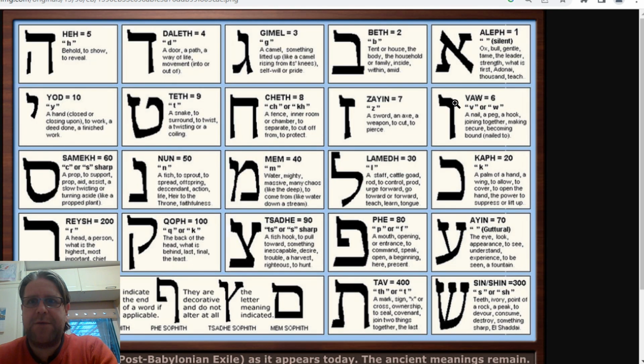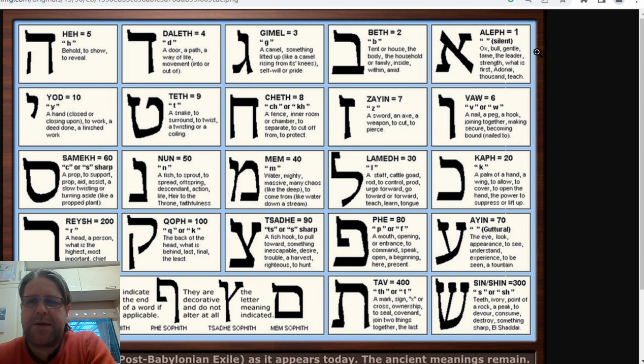We'll go to the Hebrew alphabet. This is the aleph. It's the first letter in the alphabet. Bet is the second letter in the alphabet, and nun is the 50th letter in the alphabet. 50, the Jubilee. Aleph, the first letter, is a representation of strength. It's a representation of Adonai. Aleph is God. It's the God number.